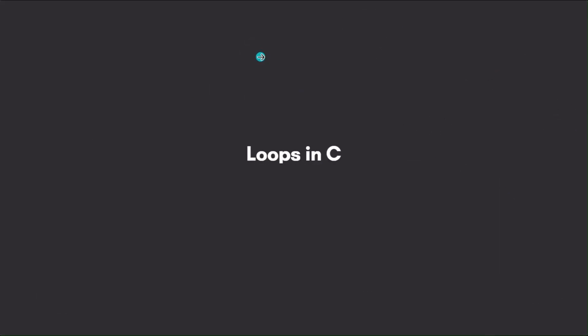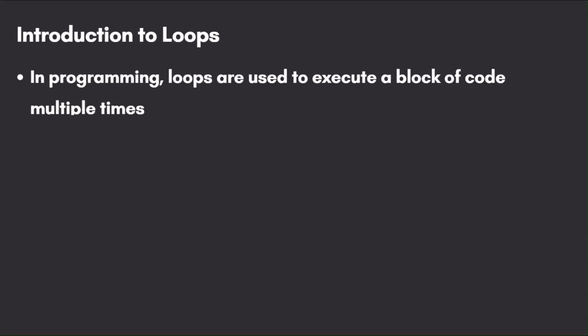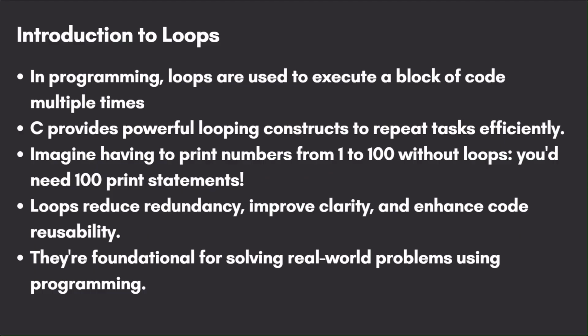Today we're gonna learn about loops in C programming. So let's get started with the basics. In programming, a loop is a control structure that lets us execute a block of code repeatedly. You define a condition and as long as the condition is true, the code keeps running.